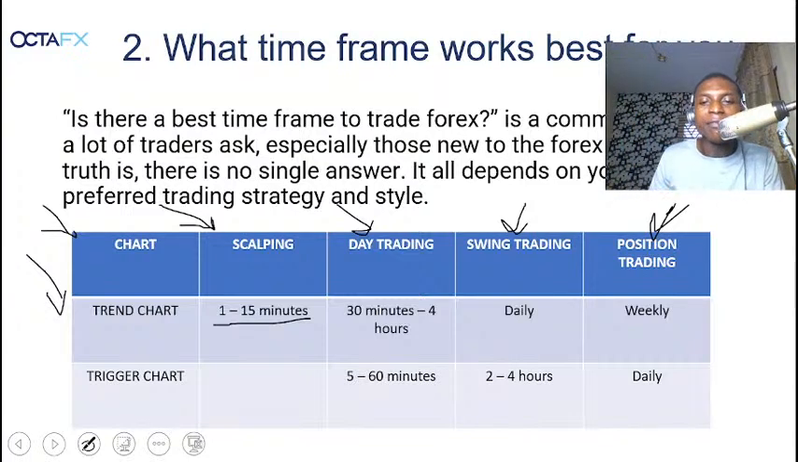Then we have position trading. This trading style has to do with holding a position for several weeks: week 1, week 2, week 3, week 4, and even days. So these are the number two methodology, which means the time frame that is best for you works hand in hand with what type of trading style you are adapting.